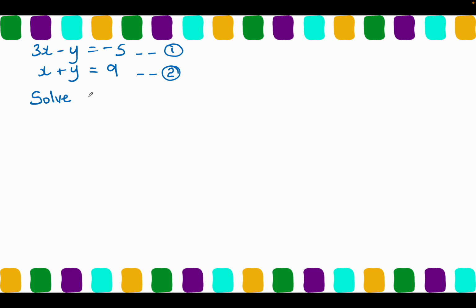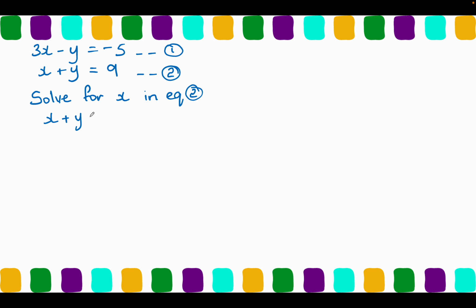Now, one last example. We have 3x minus y is equal to negative 5. And we also have x plus y is equal to 9. And this would have been our equation 1. This is our equation 2. Now we're going to solve for a variable. And in this case, let's solve for x. You can solve for y as well, but I just decided to solve for x. And I'm using equation 2. Solving for x in equation 2.